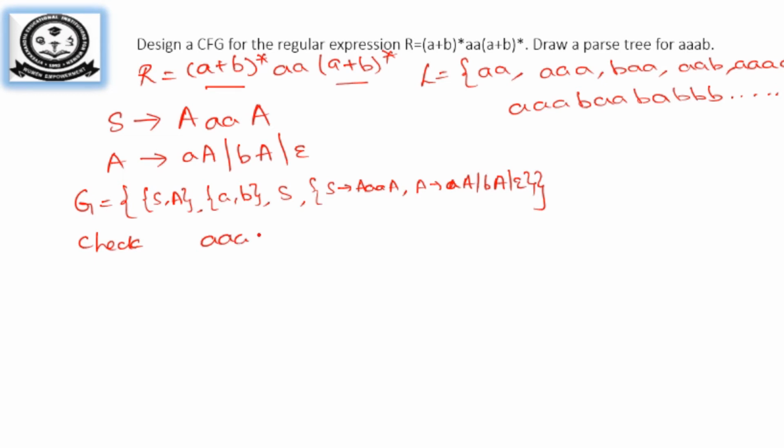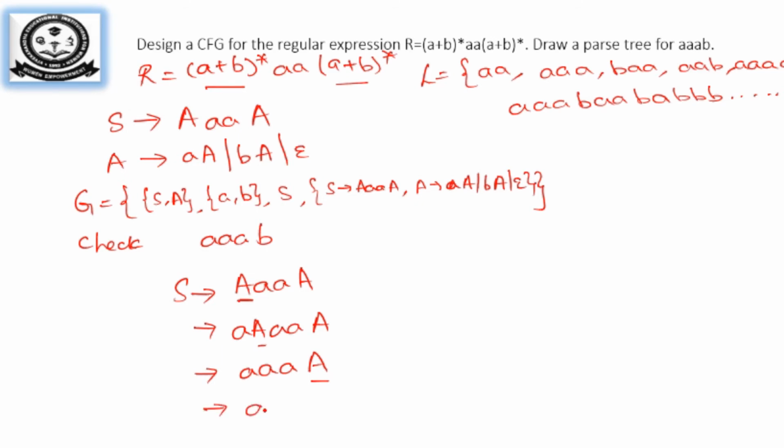Now we will check whether the given string is accepted. The given string is aaab. So let me start with S. I am going to use leftmost derivation, so I will substitute aA. Now this A can become aA, so you will have aaA. Now this A can become aA, so aaaA. Now instead of this A, I can substitute bA, so aaabA. Now this A can be epsilon, so it will be aaab. So this is the derivation for making the string accepted.